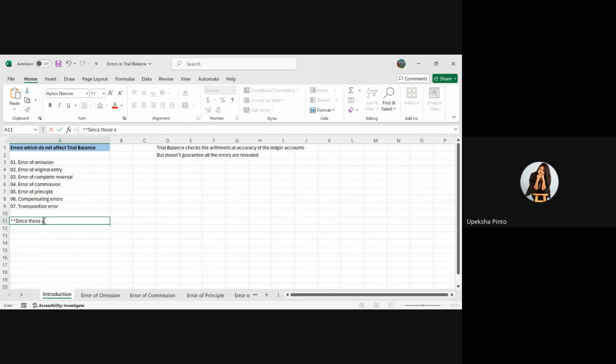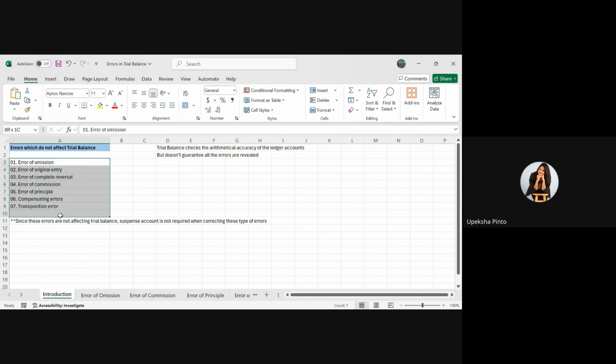Since these errors are not affecting the trial balance, a suspense account is not required when correcting these types of errors. You will understand this better once we start questions. For the moment, understand we have seven types of errors to learn, and these errors don't require suspense accounts in your double entries.